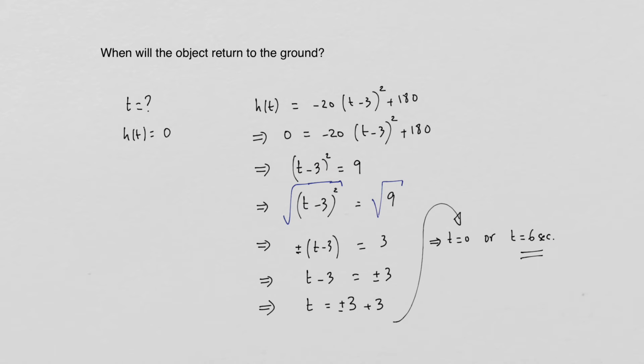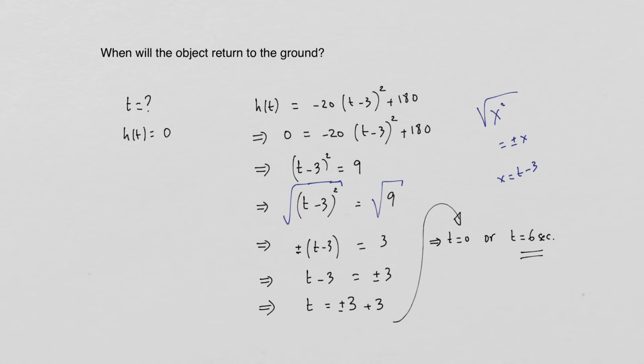Now, square root of 9 is exactly 3. Please don't say plus or minus 3, okay? Square root of 9 is 3. However, square root of some quantity, let's call this x, square root of x squared is plus or minus x. Remember, x happens to be t minus 3, okay? So the answer is plus or minus, in parentheses, t minus 3 equals 3, okay?